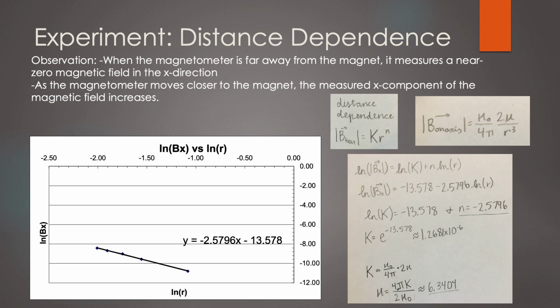The distance dependence equation, k constant r to the n, is shown along with the on-axis formula for the magnetic field due to a magnetic dipole. These two equations should be equivalent. The k represents the constants of the on-axis formula, the r is the distance, and the n, the exponent of r, if the experiment was done correctly, should be about 3, like it is in the on-axis formula.